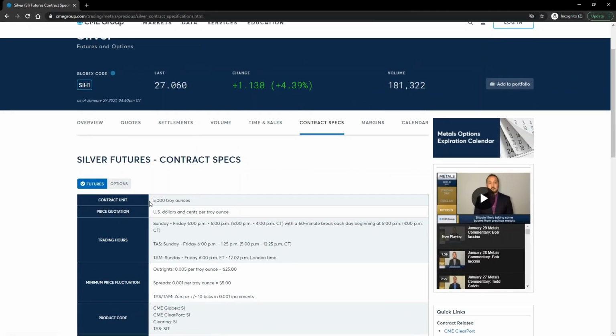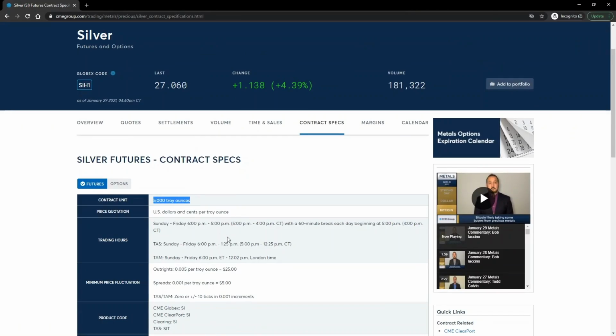The CME silver futures contract, for example, represents 5,000 ounces of silver per contract. So instead of purchasing 10,000 ounces of physical silver, you could purchase 2 CME silver futures contracts.